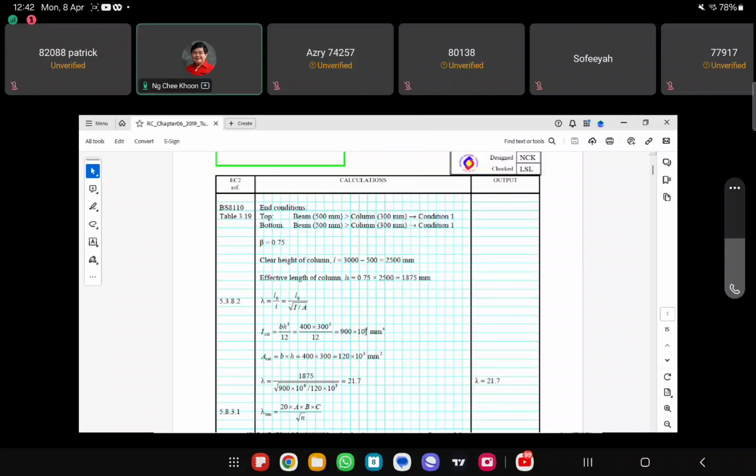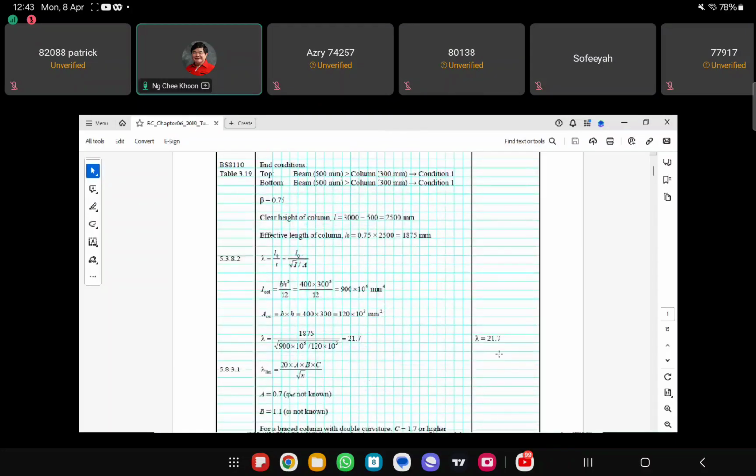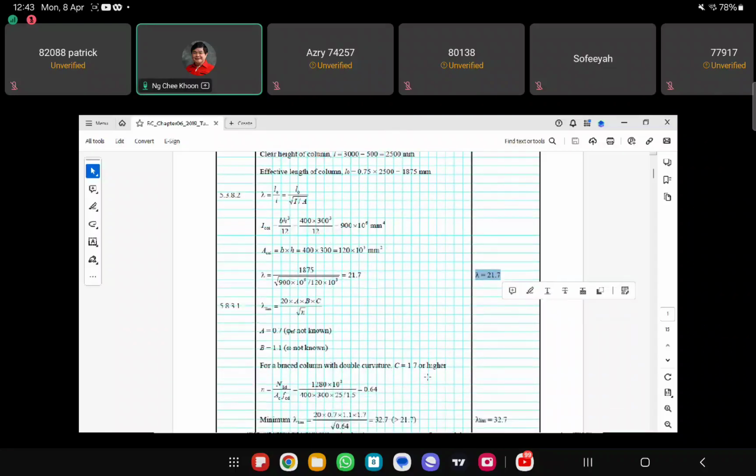So you just substitute I into here, and then A into here, and then your LOY, 1875 here. So I get 21.7, right? So lambda Y is 21.7. So this is your column slenderness ratio with respect to y-axis, with respect to y-axis bending, yeah?